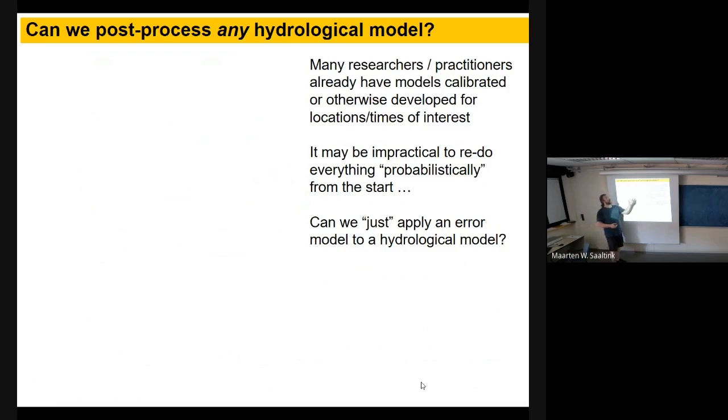And so in those cases, very often, these modelers will already have a model that's set up in a way that they're happy with. And to say, well, now you have to recalibrate everything, doing it all from scratch, is not necessarily very practical. And that's, again, just the realities of life and engineering. So the question is, if you already have a model that's set up and you're happy with it, can you just apply an error model to it?